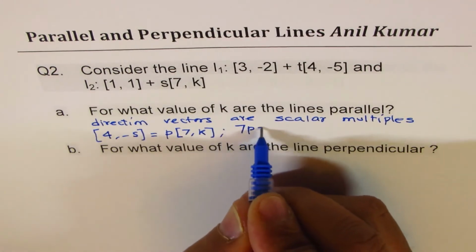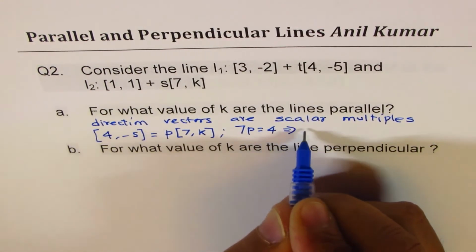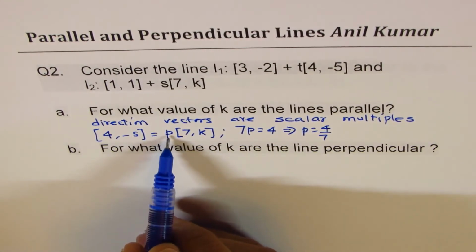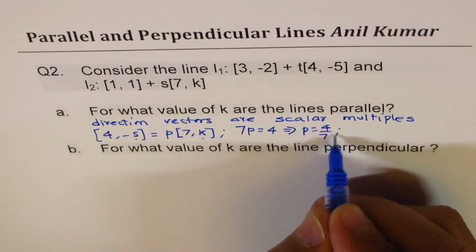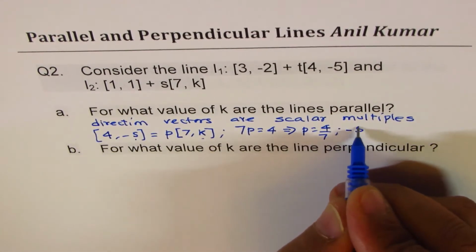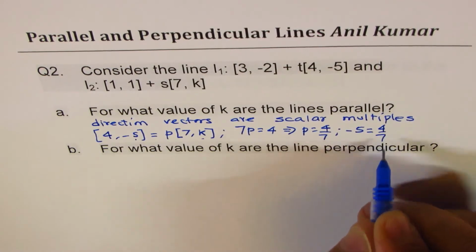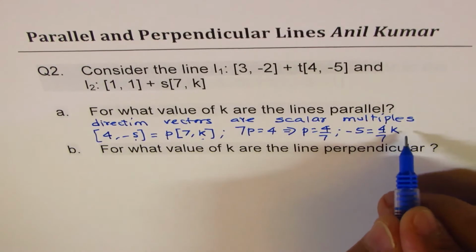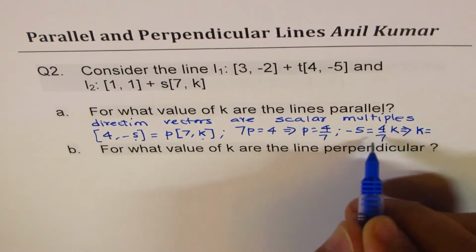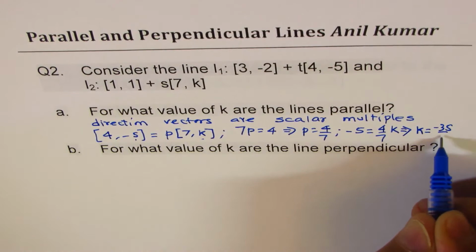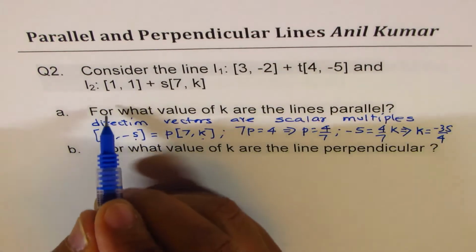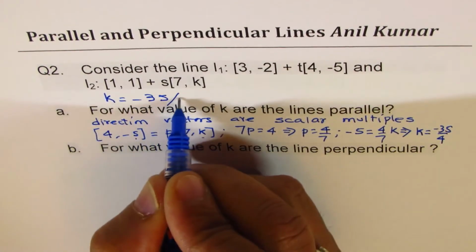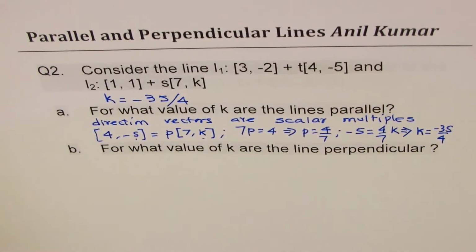So we have 7p equals 4. That gives us p equals 4 over 7, correct? If I write p equals 4 over 7, the second part should be true, which is minus 5 should be equal to 4 over 7 times k. Is it okay? So that gives you the value of k. So k equals minus 35 over 4, correct? So for part A, I get k equals minus 35 over 4. Okay, so these are the steps involved.